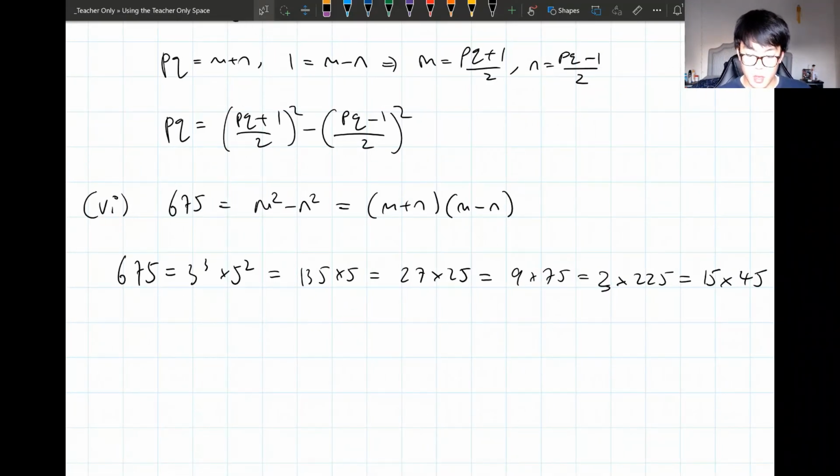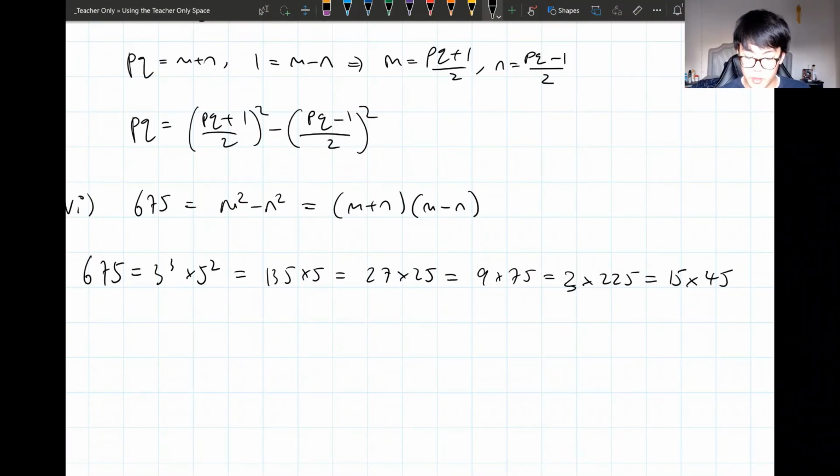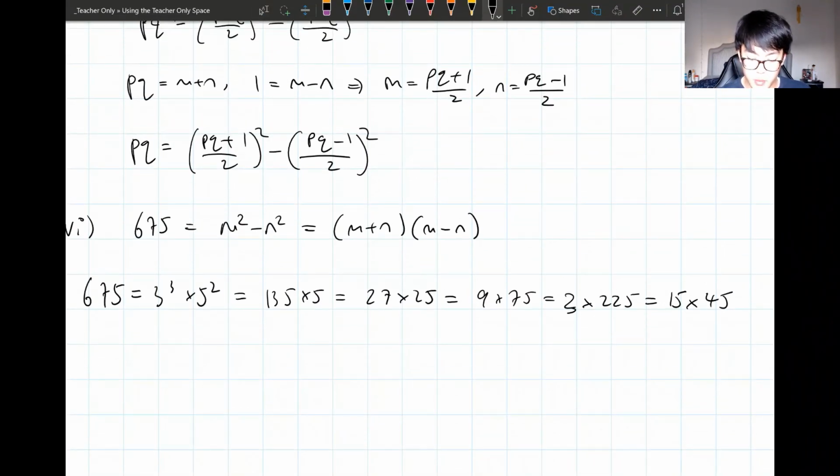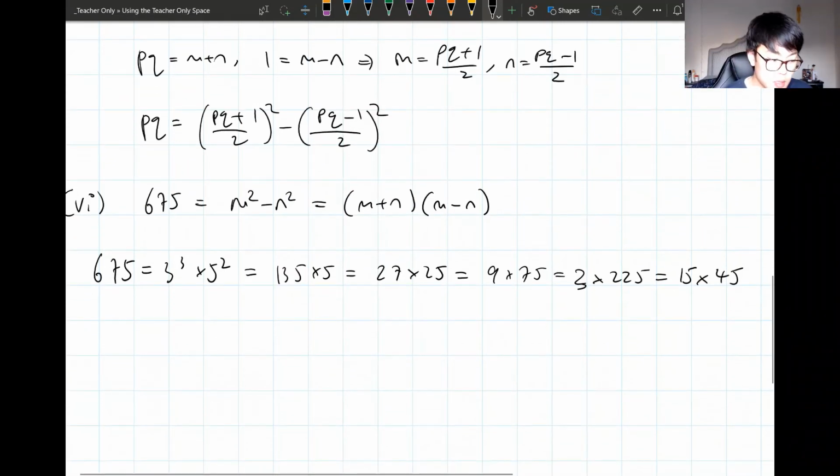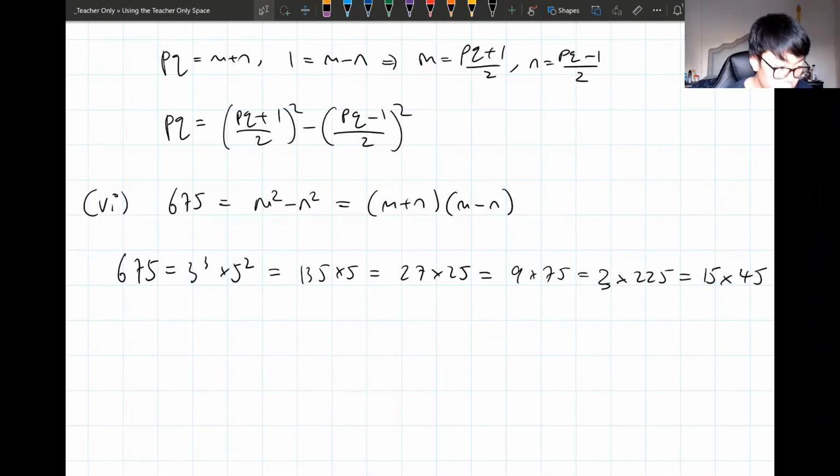We can use all of these results, and for each of these multiplications, we should get one way to express 675 as a difference of two squares. But in fact, we can obtain an extra one by using the fact that pq is 675, so there are actually a total of 6 ways to express it. If you were to find all of them, I'm just going to list them down.